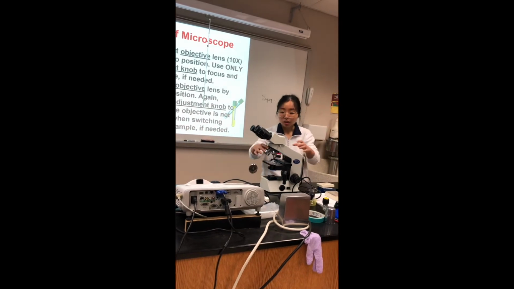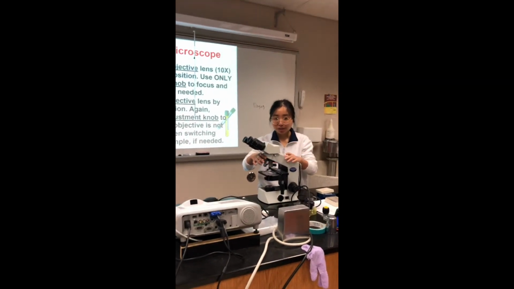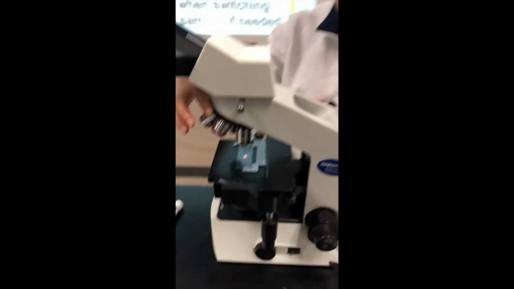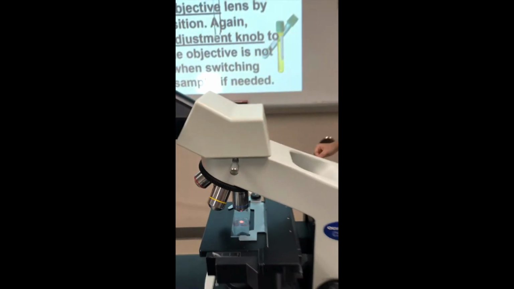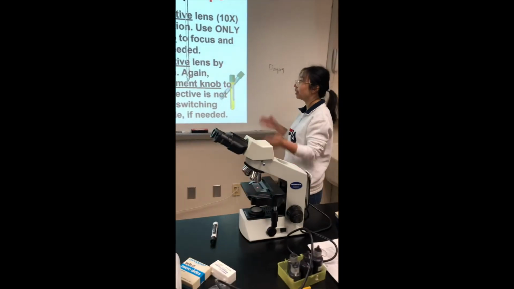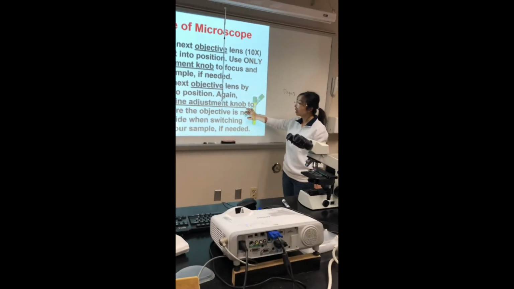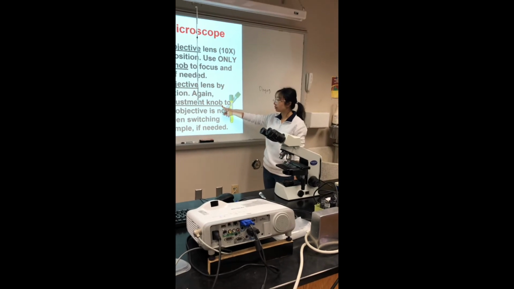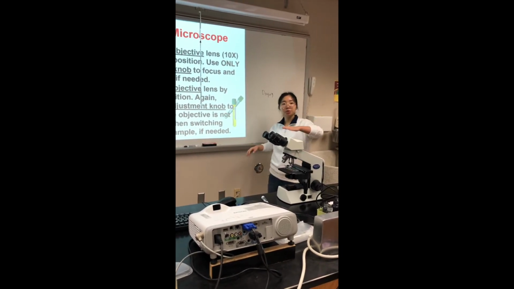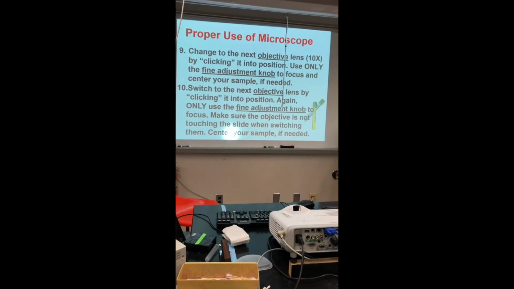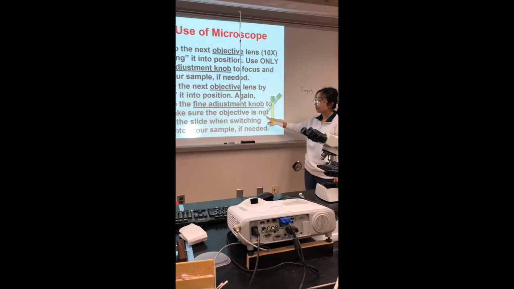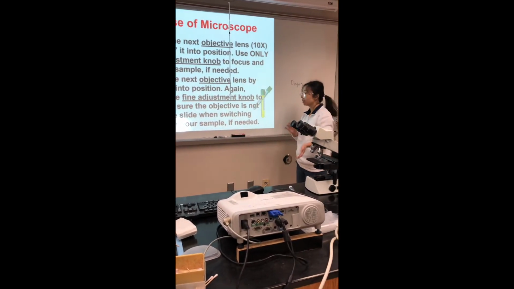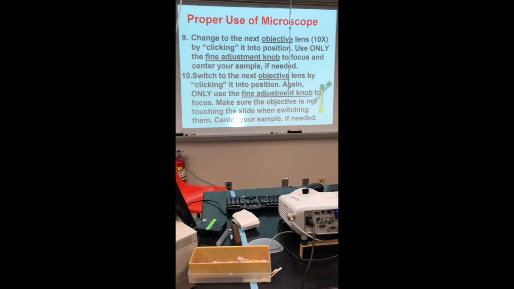Again, clicking. So Alala, you could come here. Maybe we could hear the clicking sound. When you get the correct position, you could hear this clicking sound. So very faint, but you know it's in its right position. Again, only use a fine adjustment knob to focus when you go to the higher power, 10 times, 40 times, and 100 times. Make sure the objective is not touching the slide when switching them. Center your sample if needed.